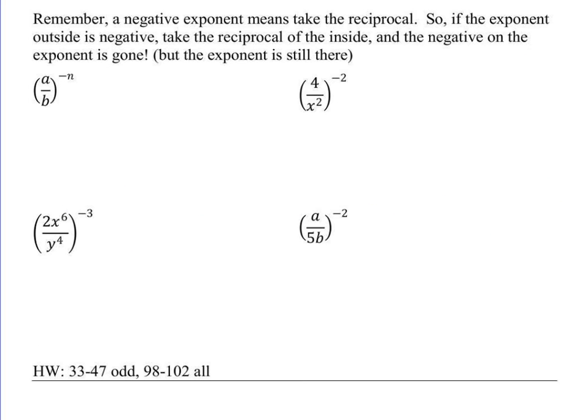All right, we have 4 problems left to do here. It says, remember, a negative exponent means take the reciprocal. So if the exponent outside is negative, what you could do is flip the thing inside completely. What was on the bottom is now on the top. What was on the top is now on the bottom. And then the negative exponent is gone. The exponent's still there, though, but the negative part of that exponent is gone.